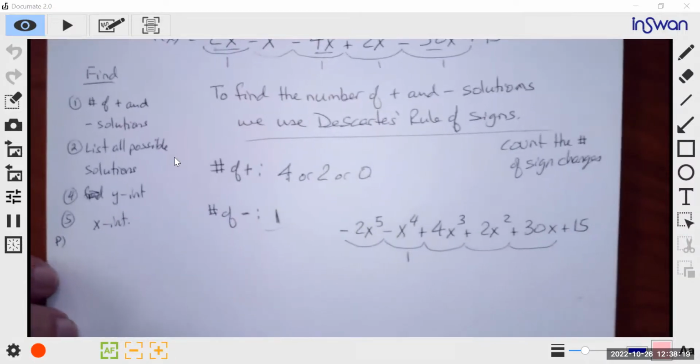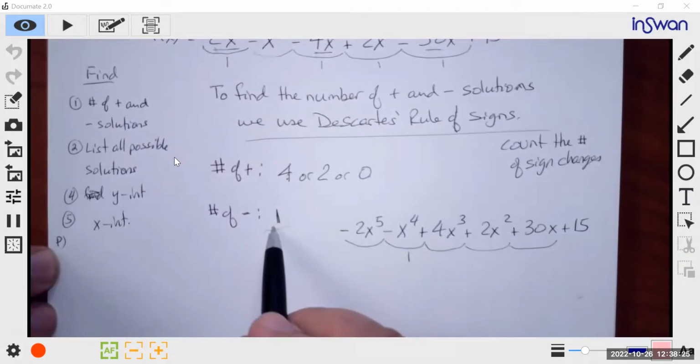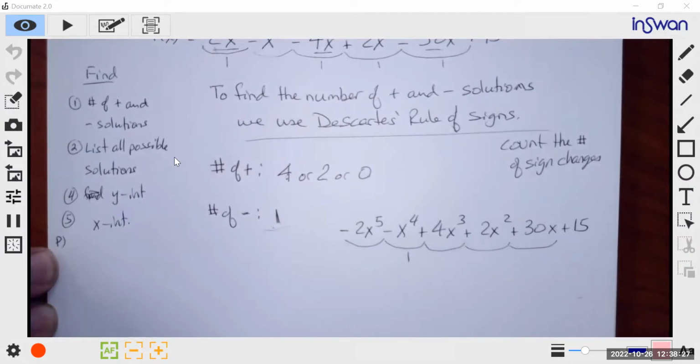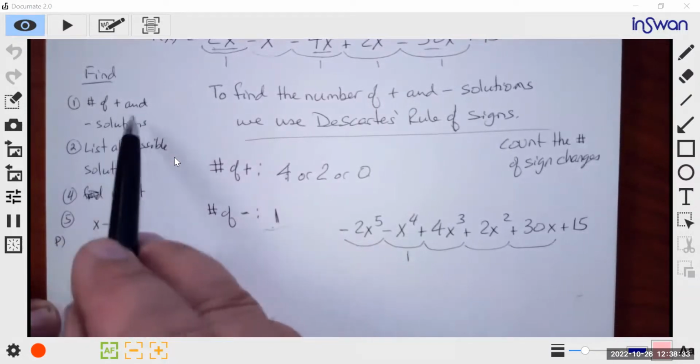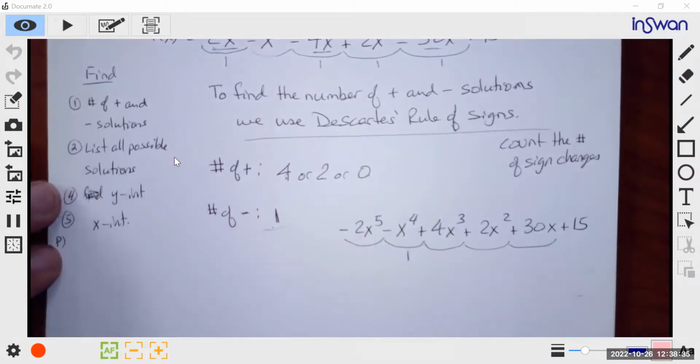How does that help us? Because once we find the negative answer, we don't have to look at any more negative answers. We just look at the positive answers. So that's the first part. Find the number of positive and negative solutions. List all possible solutions. How do you do that?